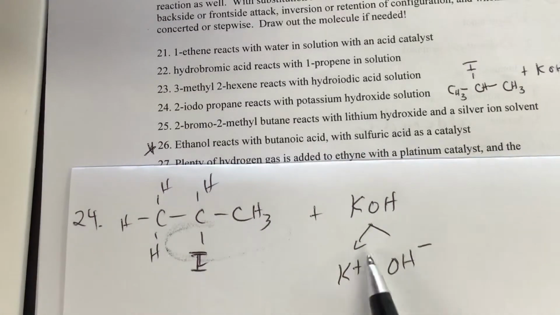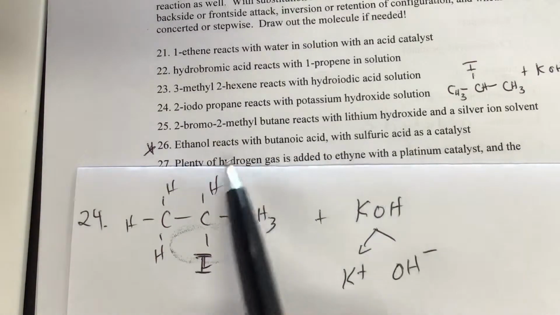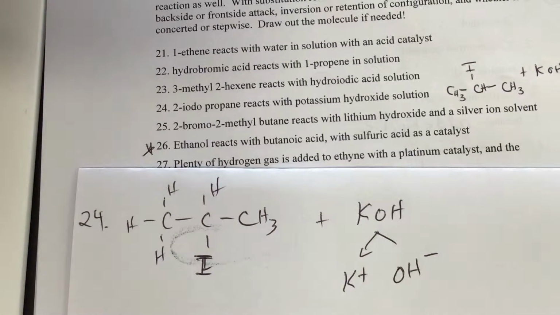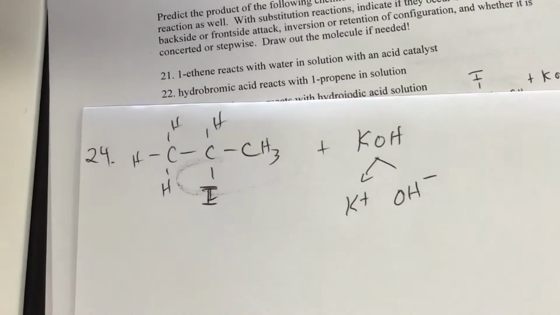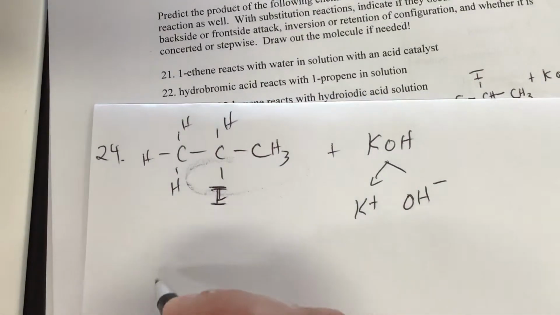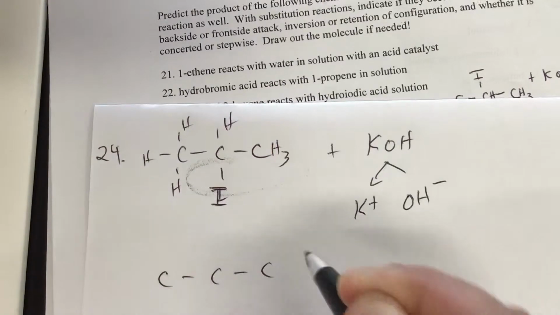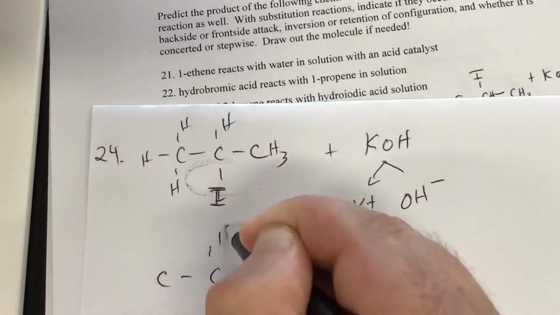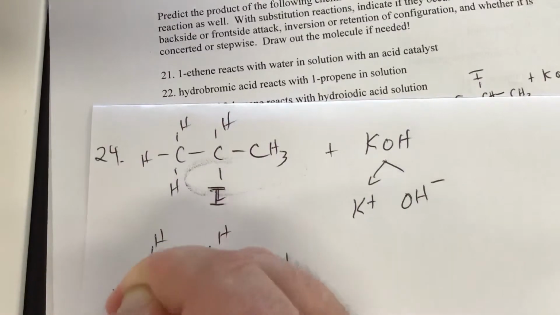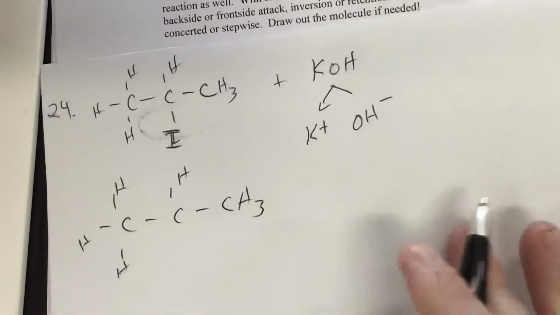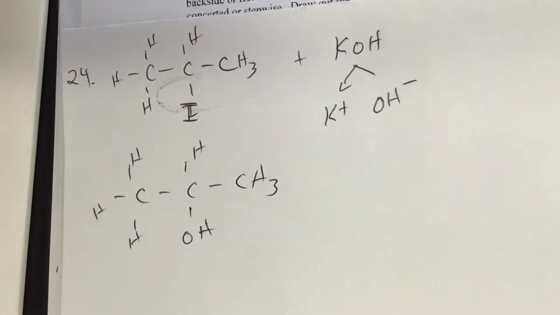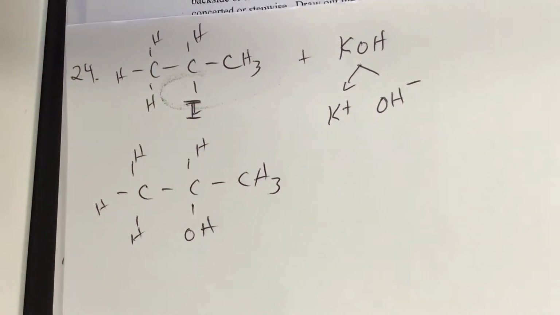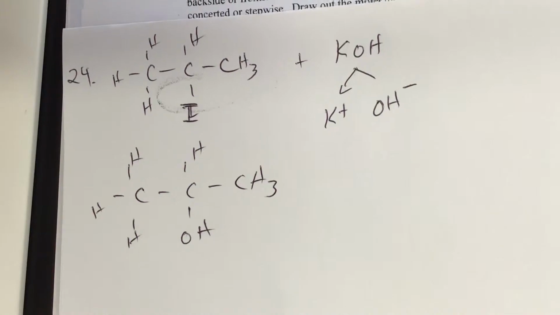What will happen, if you want to know, is that it will come in from the back to attack. Because if it comes into the front, this is very negative, it's going to repel. You do not need to know that for this question. You need to know that you're going to get 1, 2, 3. This is not exactly the right answer, but just so you know, this OH group is going to come in here. You're going to make an alcohol. You're going to make 2-propanol out of it.